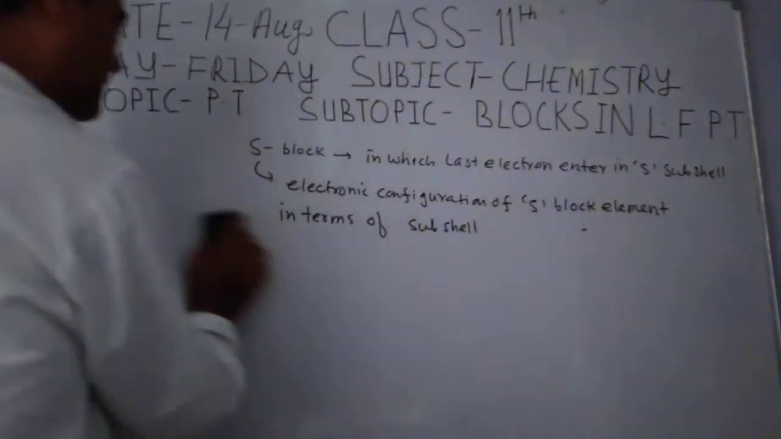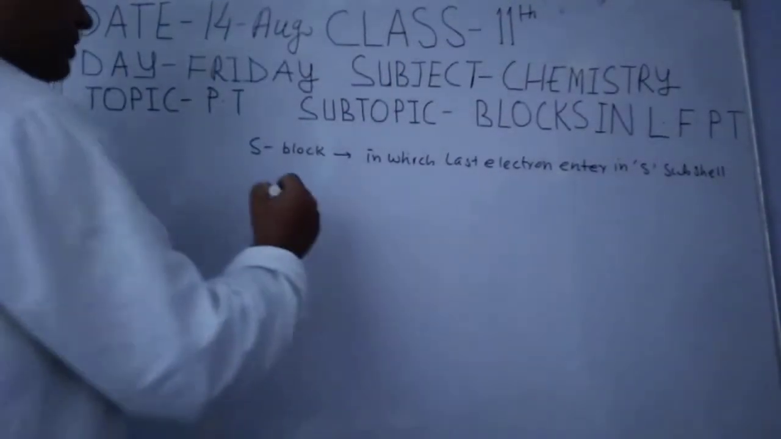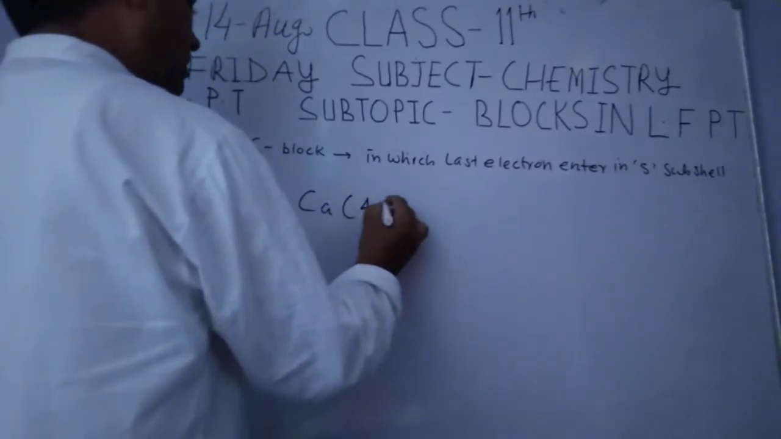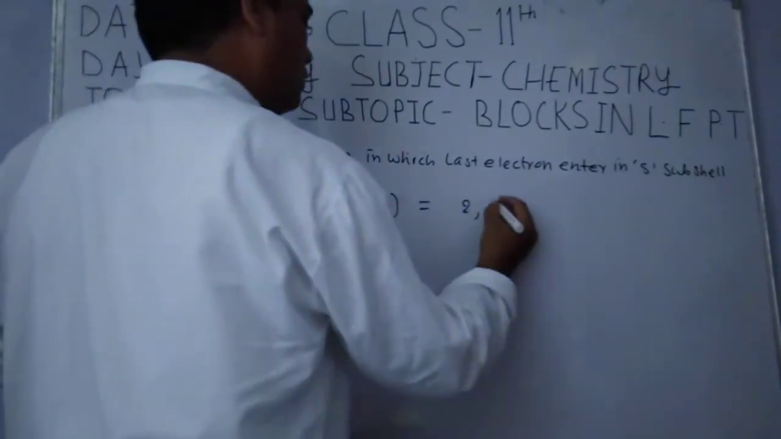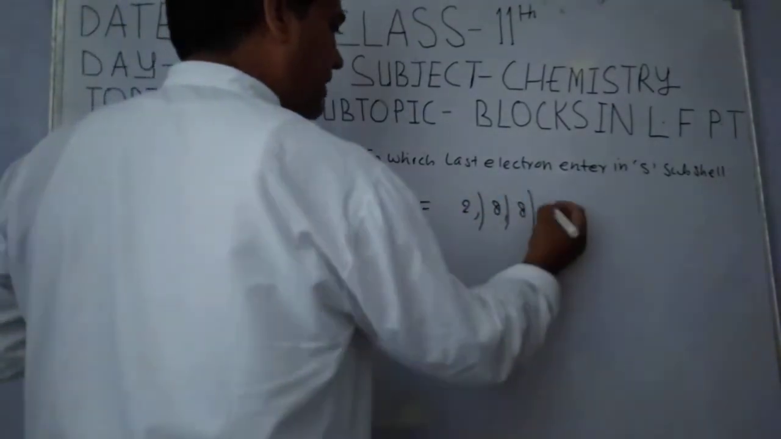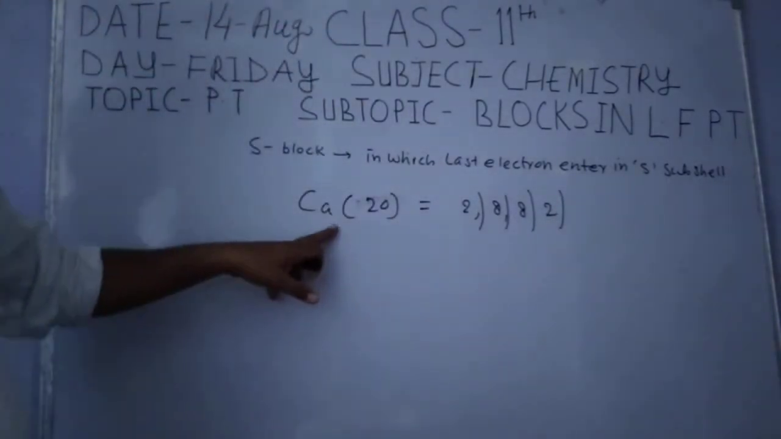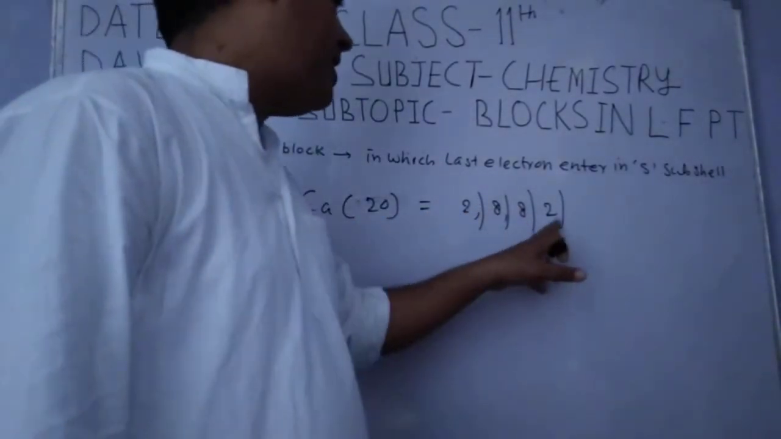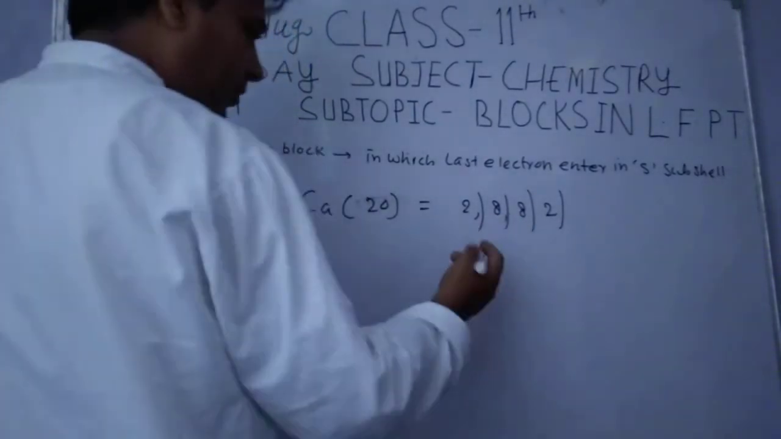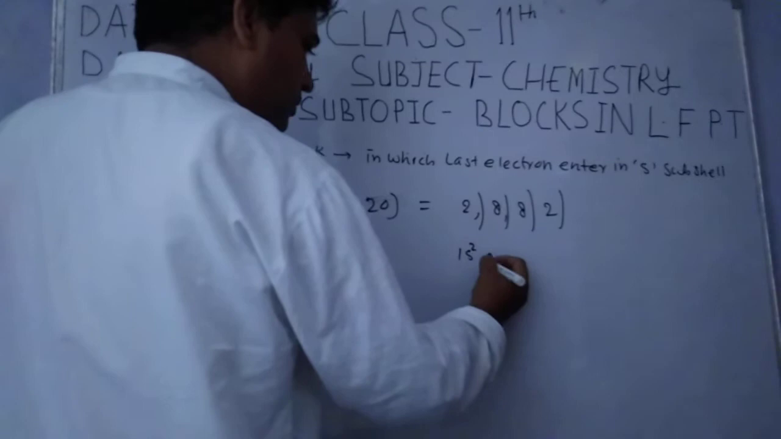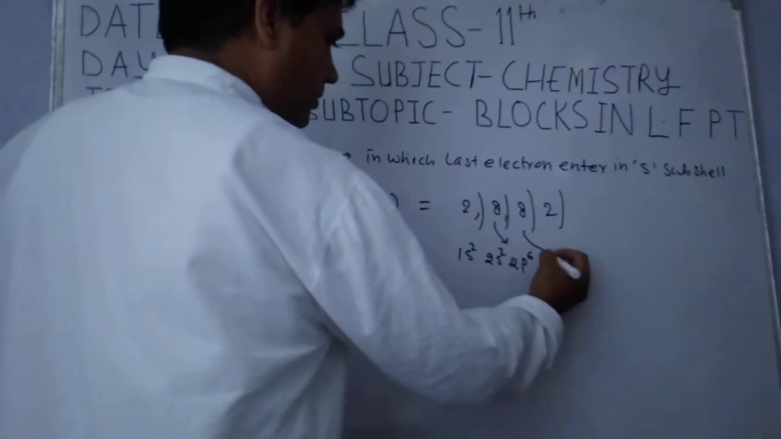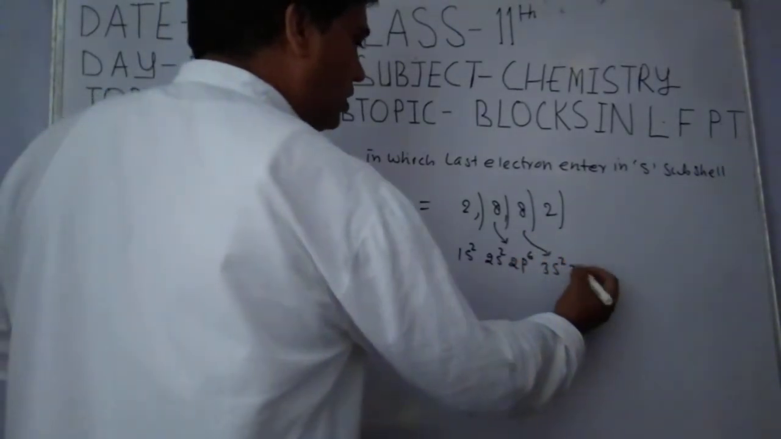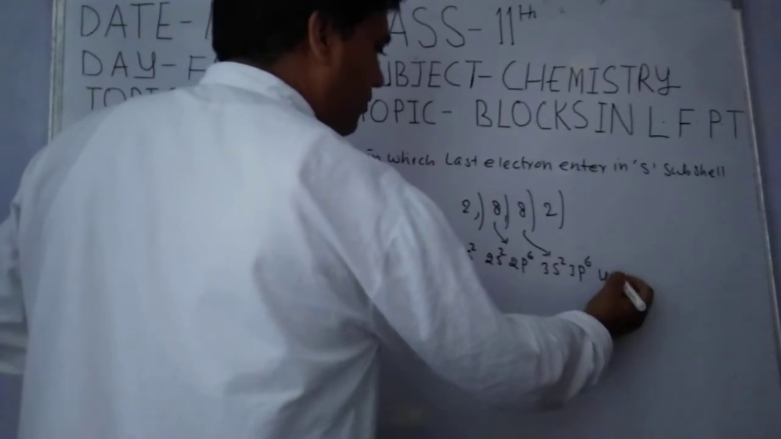Next I am going to discuss the electronic configuration of calcium. Electronic configuration of calcium, its atomic number is 20. So configuration is written as 2, 8, 8 and 2, because it contains 4 cell, that is K, L, M and N. How we can write in terms of subcell? 1s2, 2s2, 2p6, 3s2, 3p6 and 4s2.